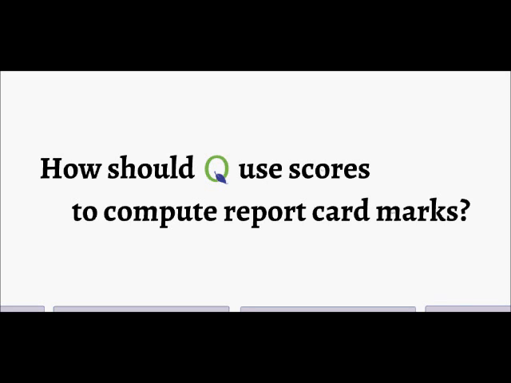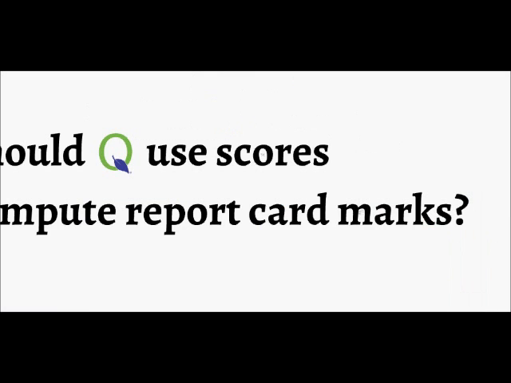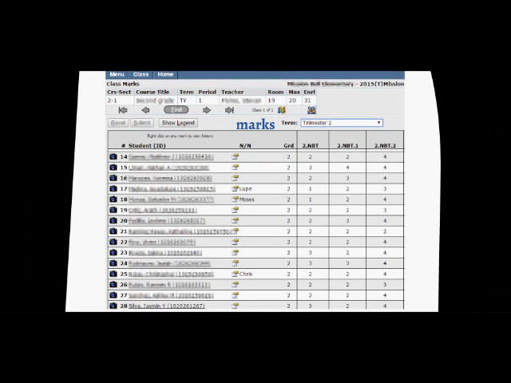After much discussion, the report card committee brainstormed 4 possible options: traditional averaging and rounding, using midpoint values, averaging with modified rounding, and averaging with no automatic assignment of marks. By the way, for this presentation, score will be used in regards to gradebook assignments, and mark is used when referring to report card grades. And of course, next year we will only be allowed to enter scores of 1 through 4 into our gradebooks, but that's a whole other discussion.